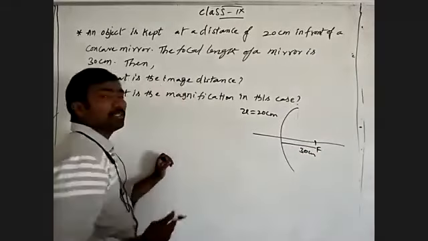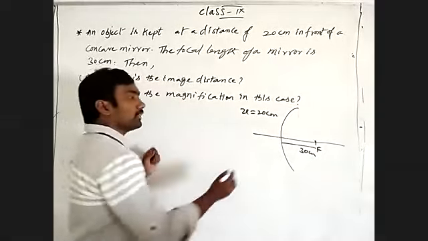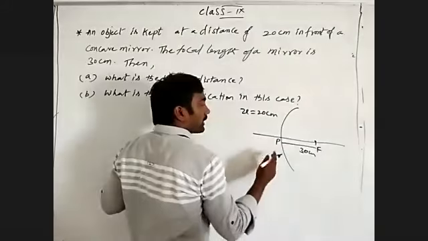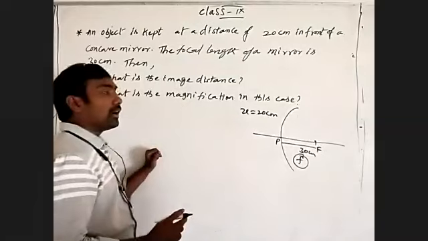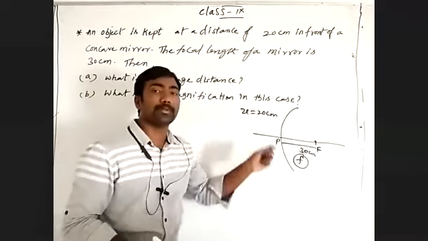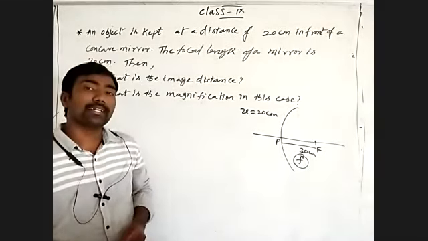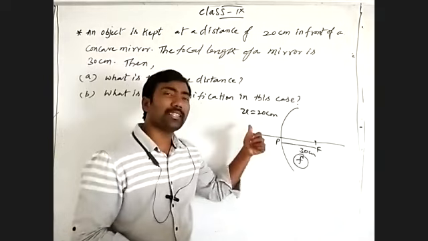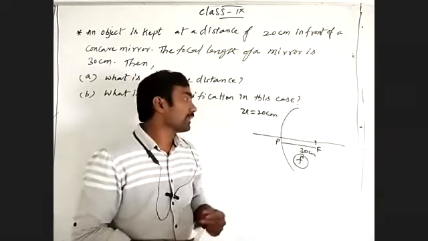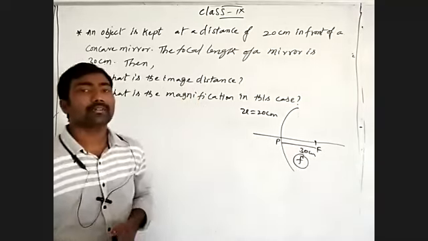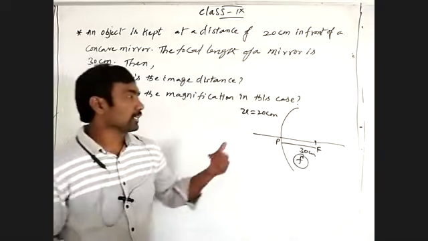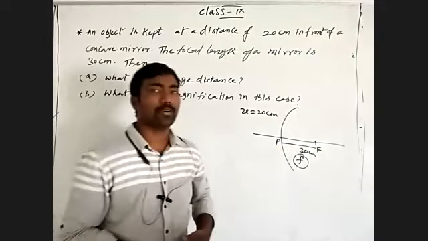The object at 20 centimeter means it is at that distance from the pole. The distance between pole and focus is the focal length, 30 centimeter. The object is placed at 20 centimeter, so where is the object located? It is placed between pole and focus.